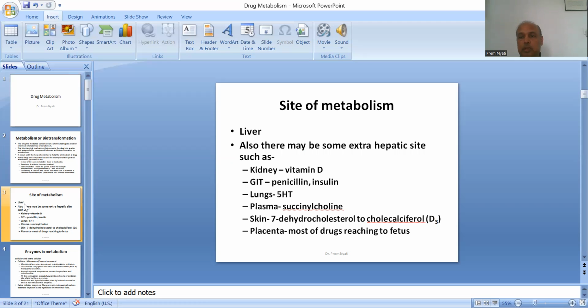Lungs also play a role in the metabolism of some drugs. In plasma, there are some enzymes, for example, esterase, which metabolizes succinylcholine. In the skin, the conversion of 7-dehydrocholesterol to cholecalciferol, that is vitamin D3, is occurring. Placenta also metabolizes many drugs reaching the fetus.